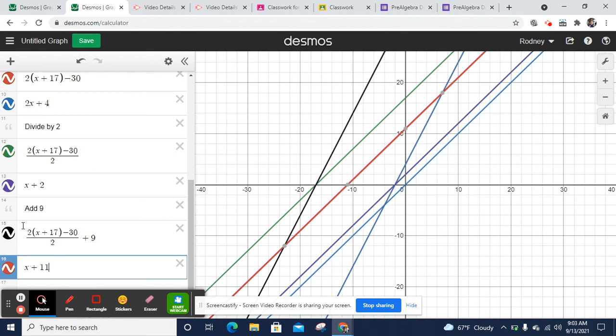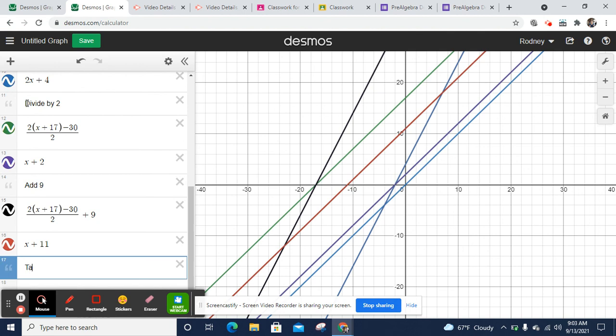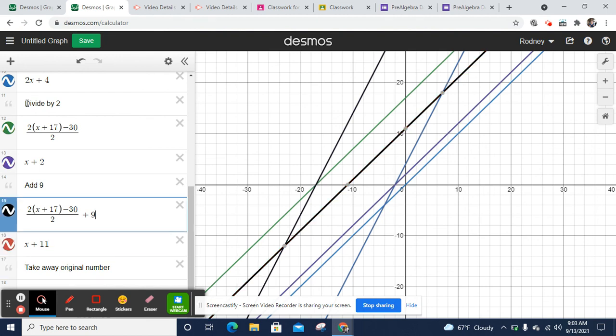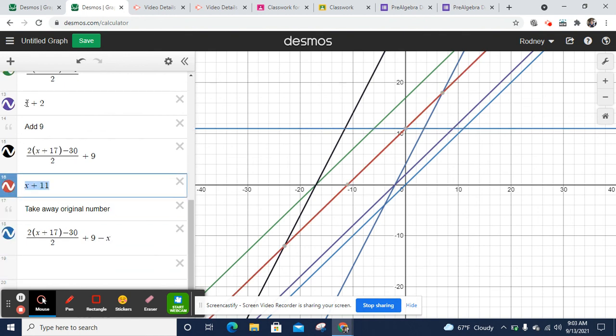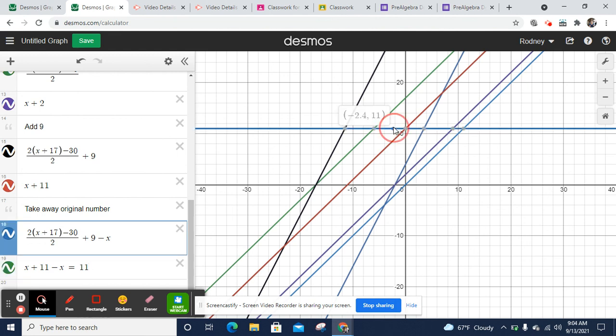Now, I'm going to get rid of my original number, and I'll end up with 11. So take away original number, and the fancy way of looking at it is this, minus x, and then the simple way of looking at it is this. Control A, Control C, Control V, minus x, and I end up with just 11. And you might notice that we end up with a horizontal line where all the y values, no matter what original number, whatever x was, we end up at 11.